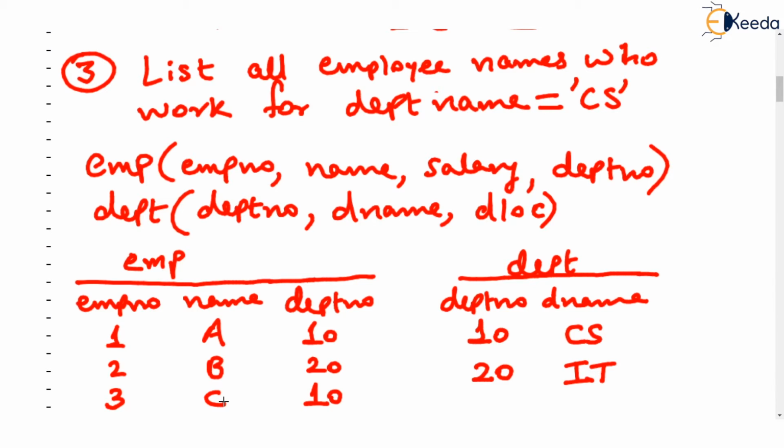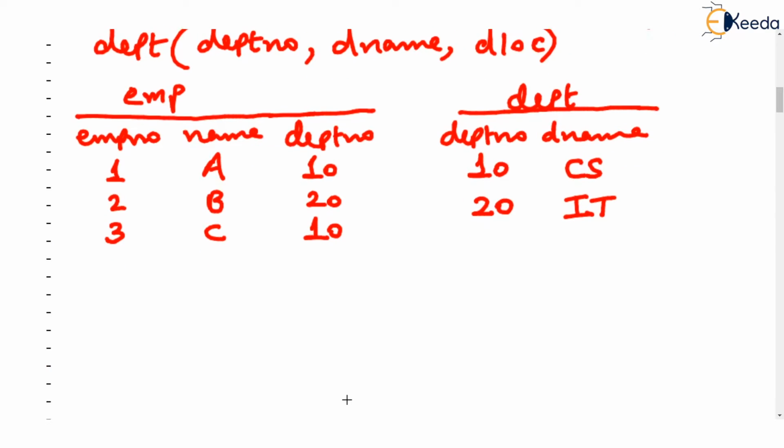But for that, you will have to check, first of all, what is the department number of CS, isn't it? Once you see this, you know, okay, department number of CS is 10. Then you will go to EMP relation and see who are the people who are working in department number 10. So how do you write this query? Let's see. First of all, what you have to list? You have to list only name of the employee. That's it.